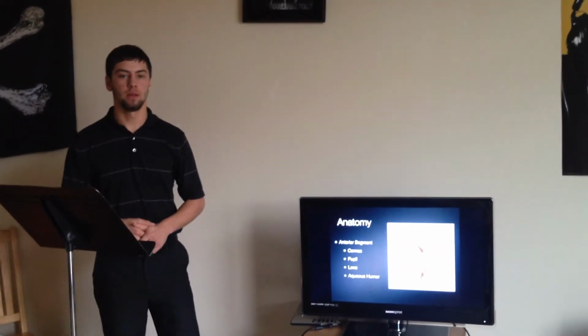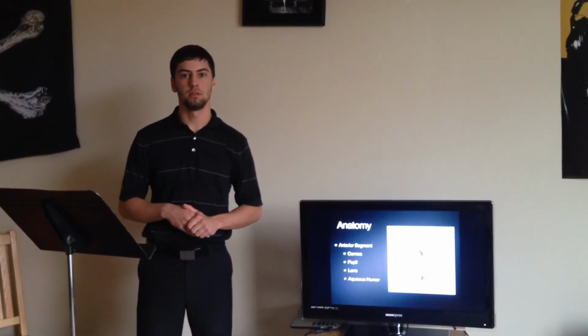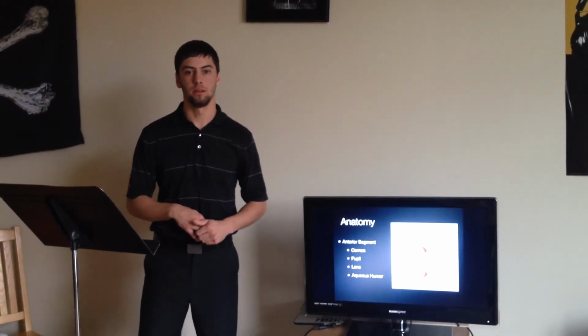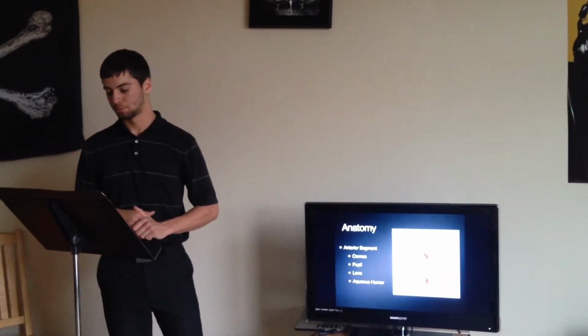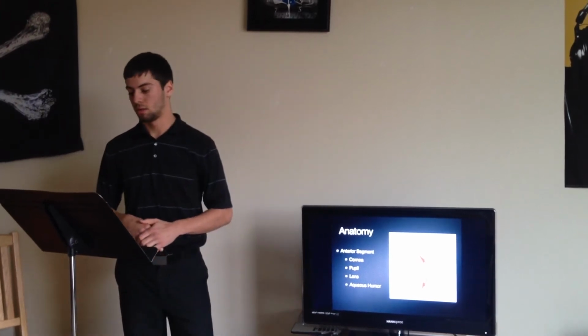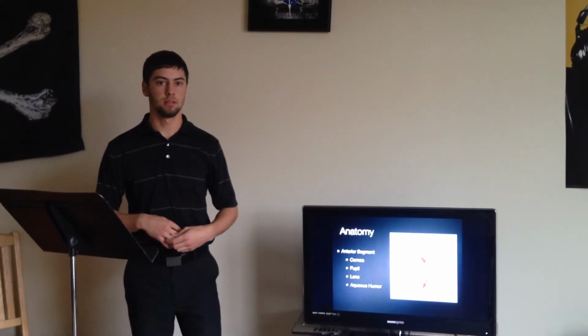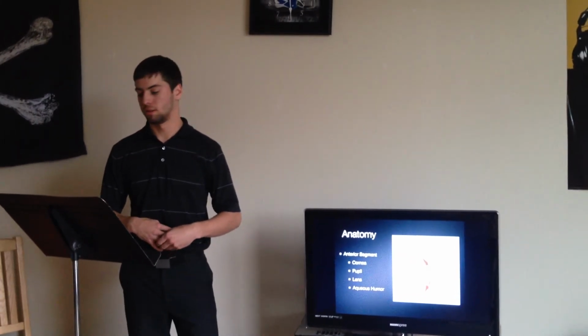The pupil is a dark opening in the center of the iris that expands and contracts to let different amounts of light come into the retina. The lens is a transparent body that focuses light on the retina, and the aqueous humor is the fluid-like substance in between the iris and the cornea that helps the cornea's health.